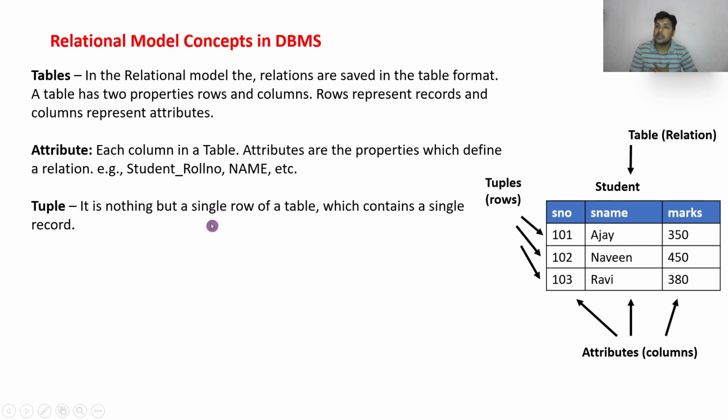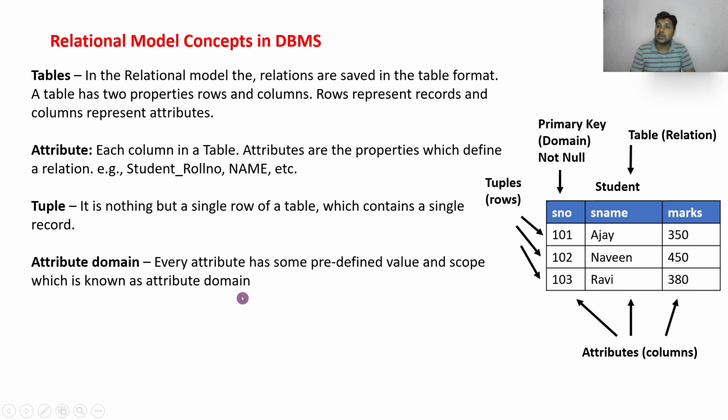Next, tuples. Tuples are nothing but rows or records. You can say anything. See, 101 Ajay 350: this is one row, or one tuple. The second is 102 Naveen 450. The third one is 103 Ravi 380. So rows are called tuples here.